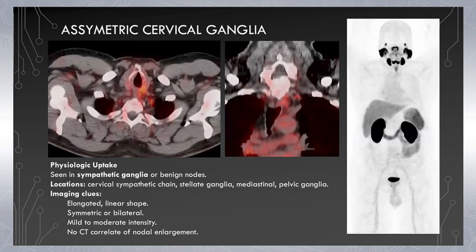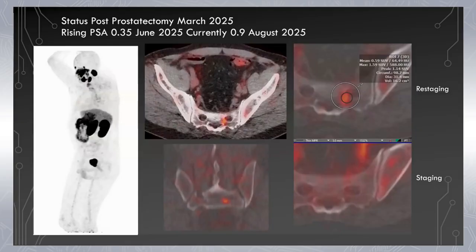They don't have the same correlate of nodal enlargement. So be aware when you're looking at PET-CT with PSMA that you may see ganglia. Same case. This patient is now status post-prostatectomy in March of 2025. Rising PSA, 0.35 in June of 2025. Currently 0.9 in August of 2025.